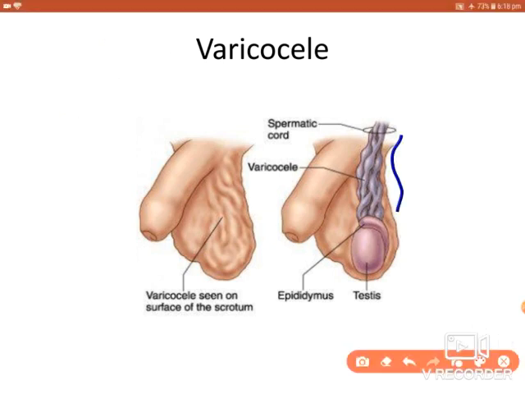the dilated, tortuous, engorged pampiniform plexus of veins, which forms this varicocele. Actually, the varicocele can affect the testis, which lowers the sperm count and the growth of the sperm, and can cause fertility issues.